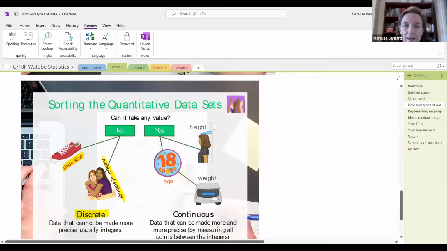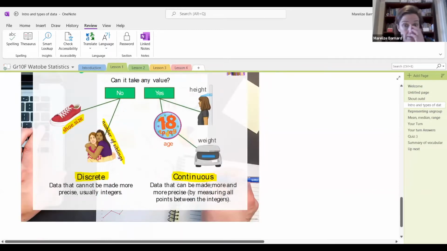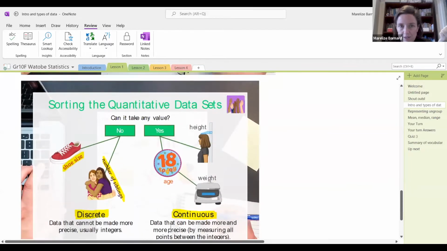And if you've got data, on the other hand, can it take on any value? Yes, such as height, age, or weight. It can be anything. It can be any decimal value. That data is called continuous data. Okay, so anything you can measure, basically, anything that takes on a number with a decimal, like height, age, weight, that data is continuous. Okay, so we've got discrete data and continuous data.